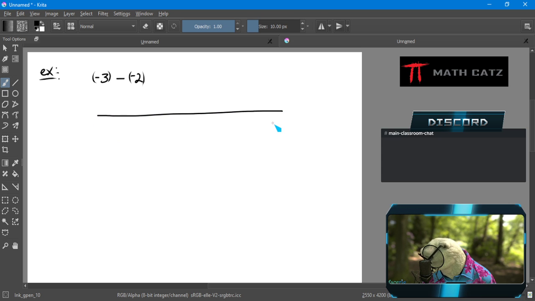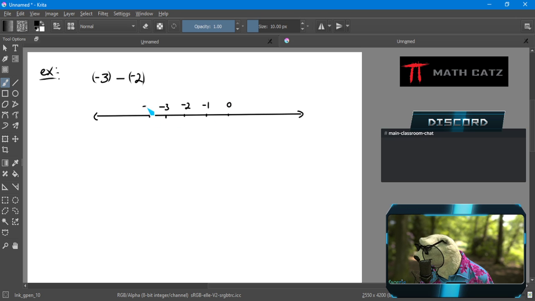That was supposed to be a straight line. Okay, so we have our number line. Let's go here, -3. Let's put that over there. Let's put -2 over there, -1. I'm of course cheating because I know which direction I'm going to go, but Timmy might not. Okay, first number is where I start. There I am.